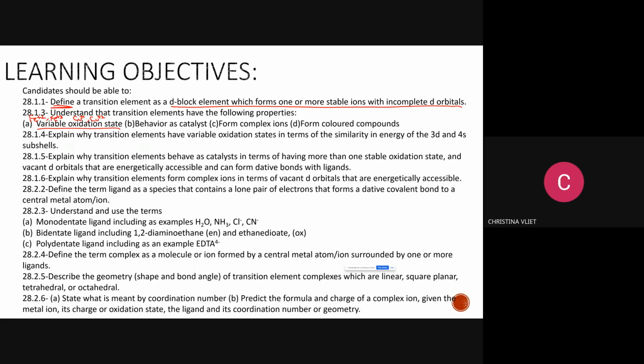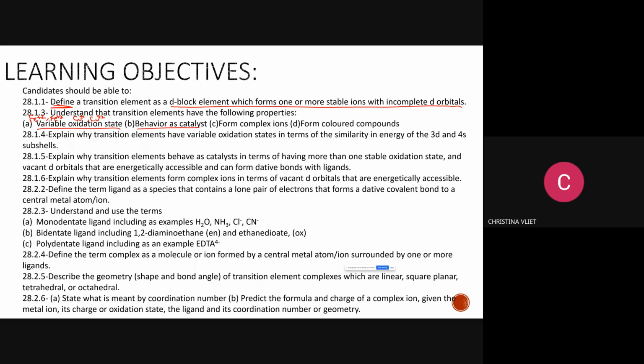You do not have to memorize all the variations, just like pre-ACE and AS. You don't have to memorize all the variations by heart, but you do have to know that they have multiple possibilities for what their charges can be, and that's why we have to use a Roman numeral to say their oxidation number.